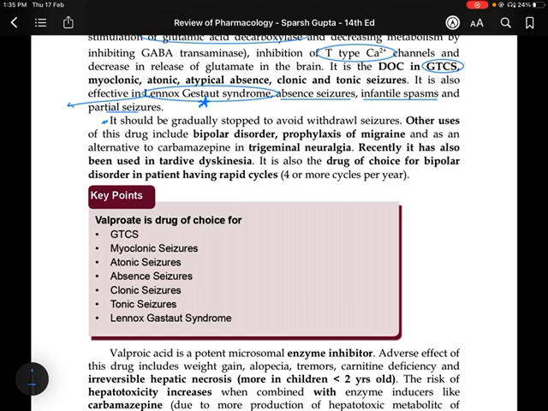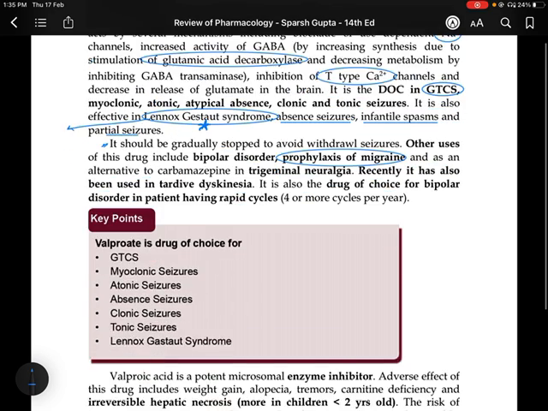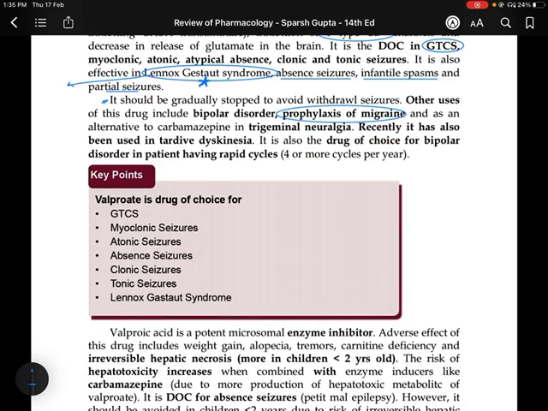Other uses of this drug include bipolar disorder and prophylaxis of migraine. Oh, it's used for migraine. Valproic acid can be used, and as an alternative to carbamazepine in trigeminal neuralgia also. Recently it has been seen to be used in tardive dyskinesia.